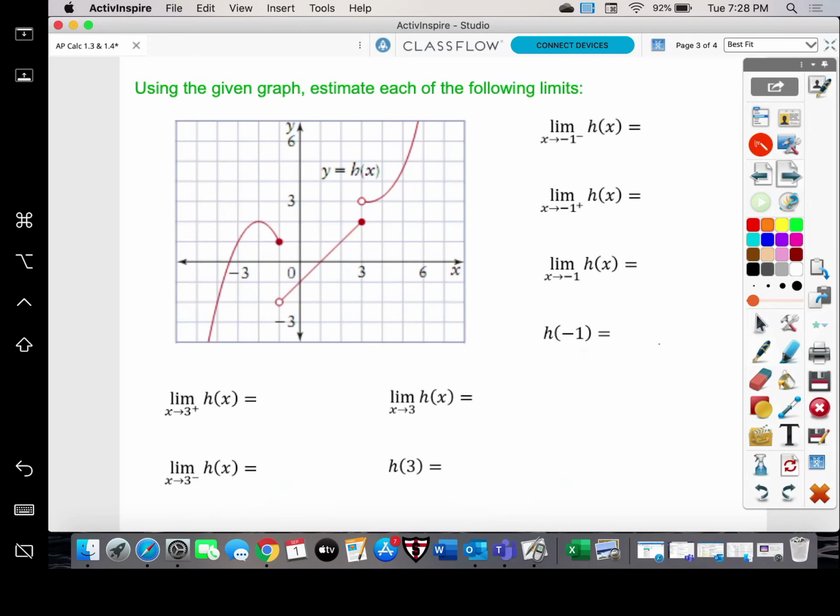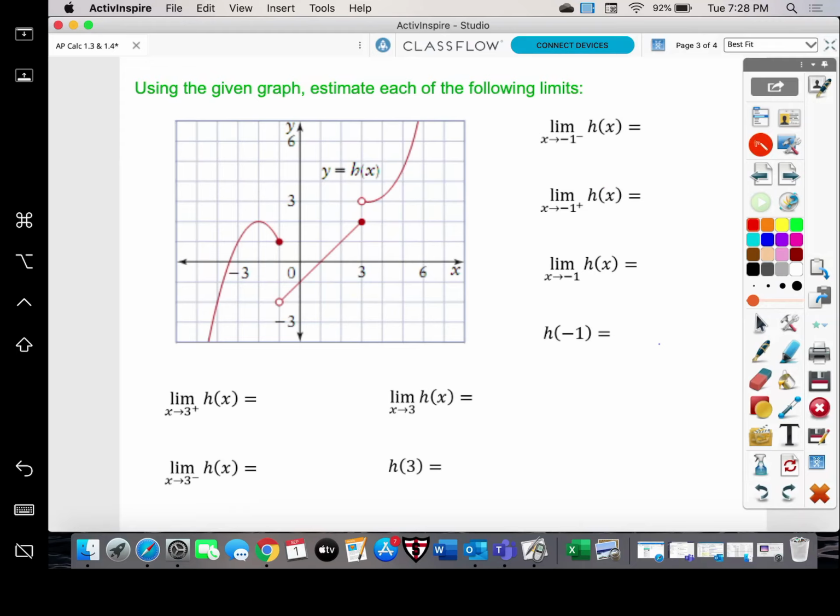Here's another one. Pause the video and see if you can figure out all of these limits on your own so you're understanding what's going on. So take a quick pause, fill them out, and then come back and check. All right, let's see how you did.